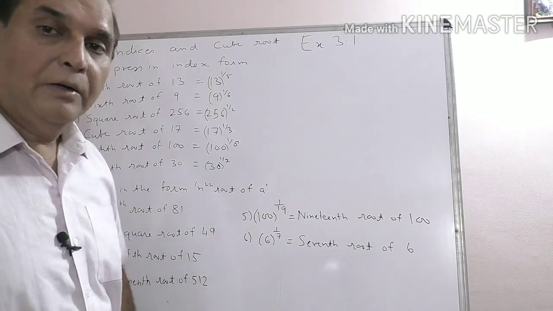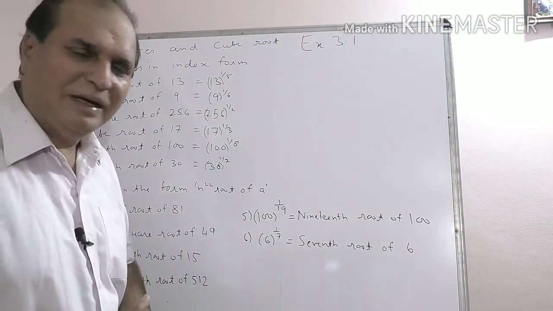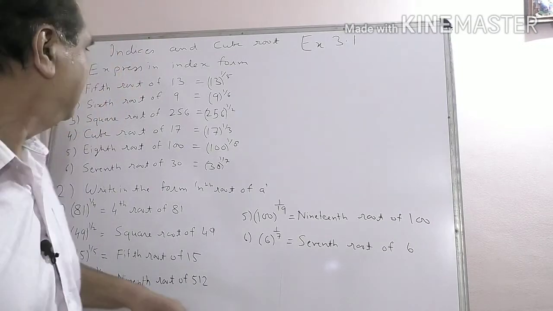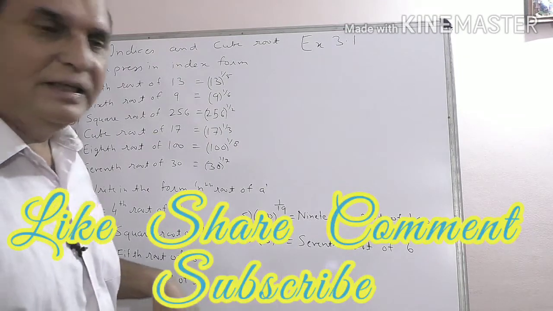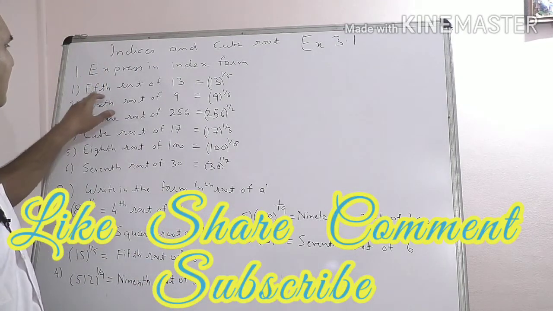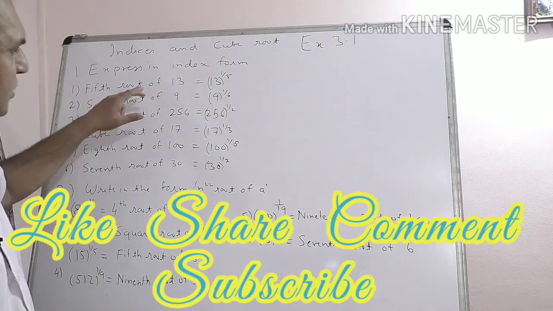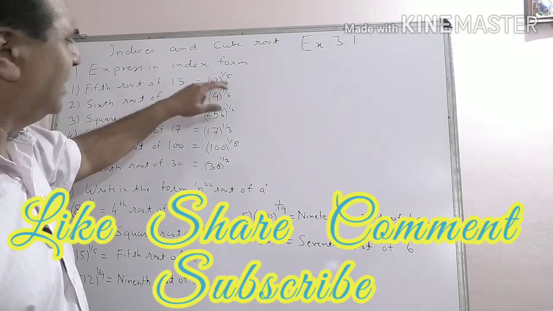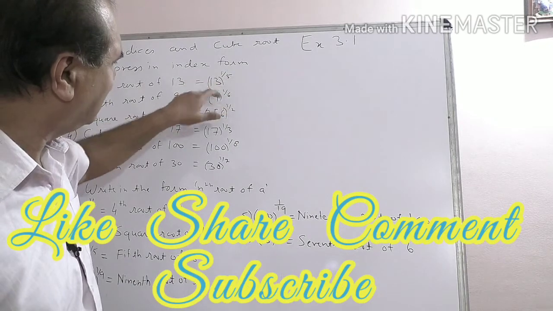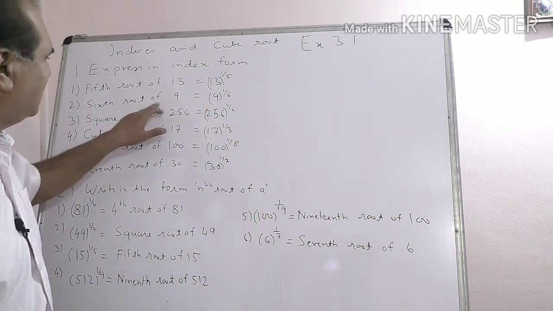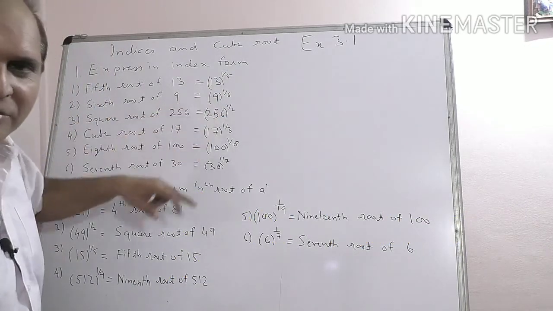We'll go ahead. Okay, exercise 3.1 is very simple, just 1 mark sums. But see, express in the index form. You have to express in the index form. One number is given: 5th root of 13. Root 13, 13 raised to 1 upon 5, so simple. 6th root of 9. You tell me: 9 raised to 1 upon 6.